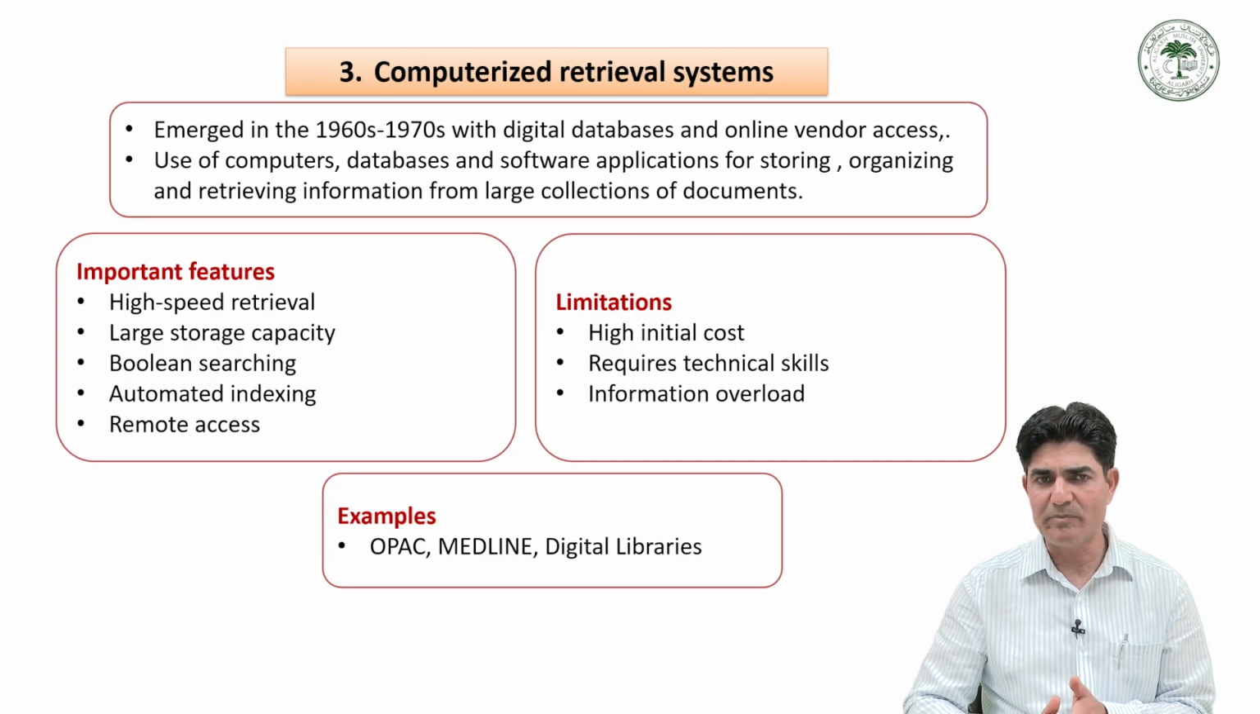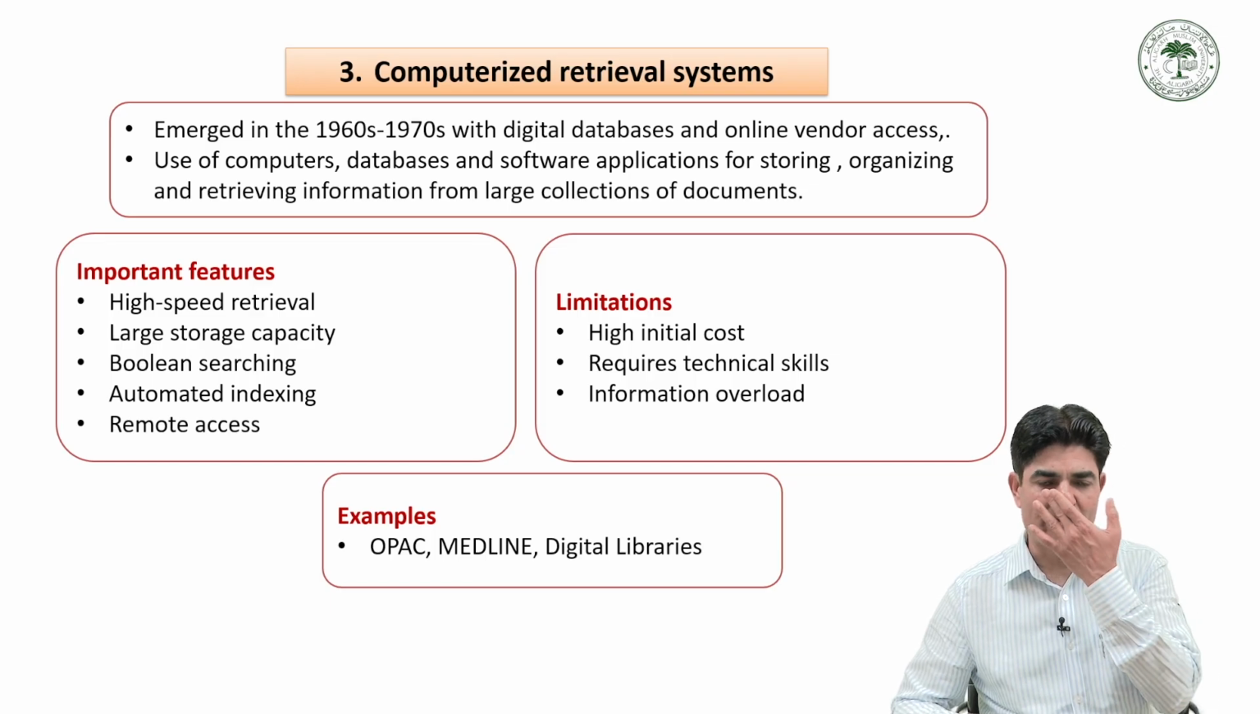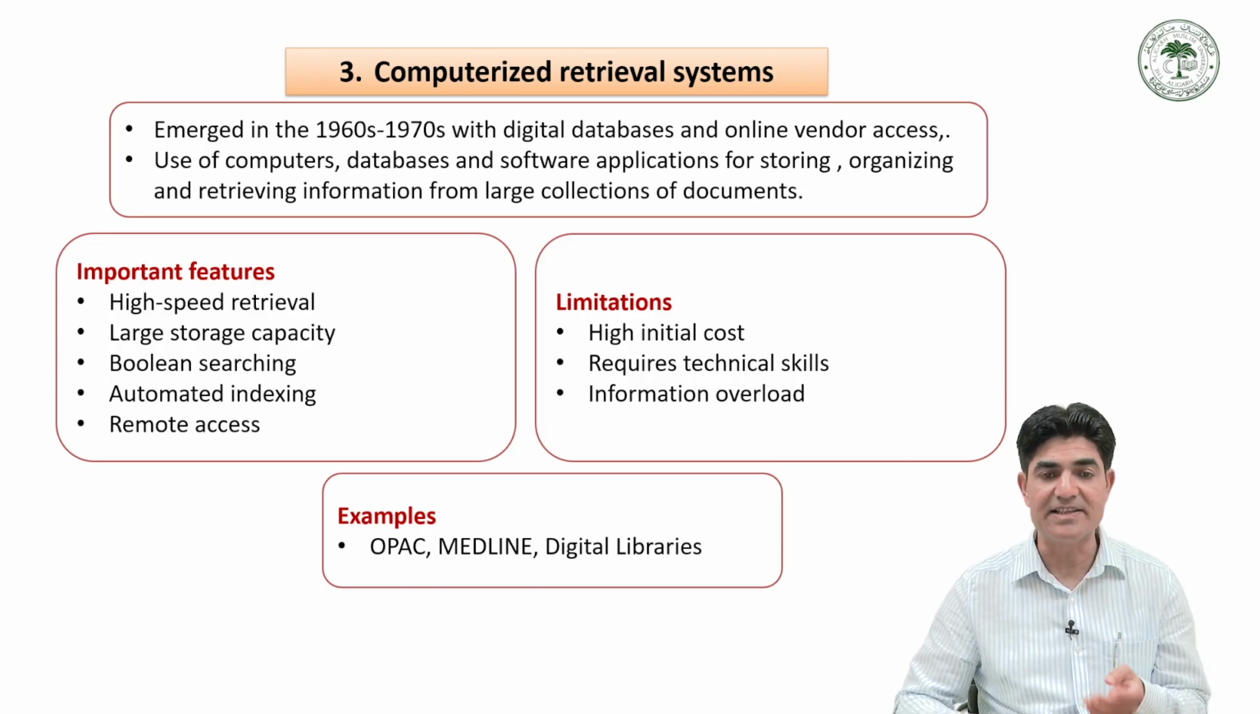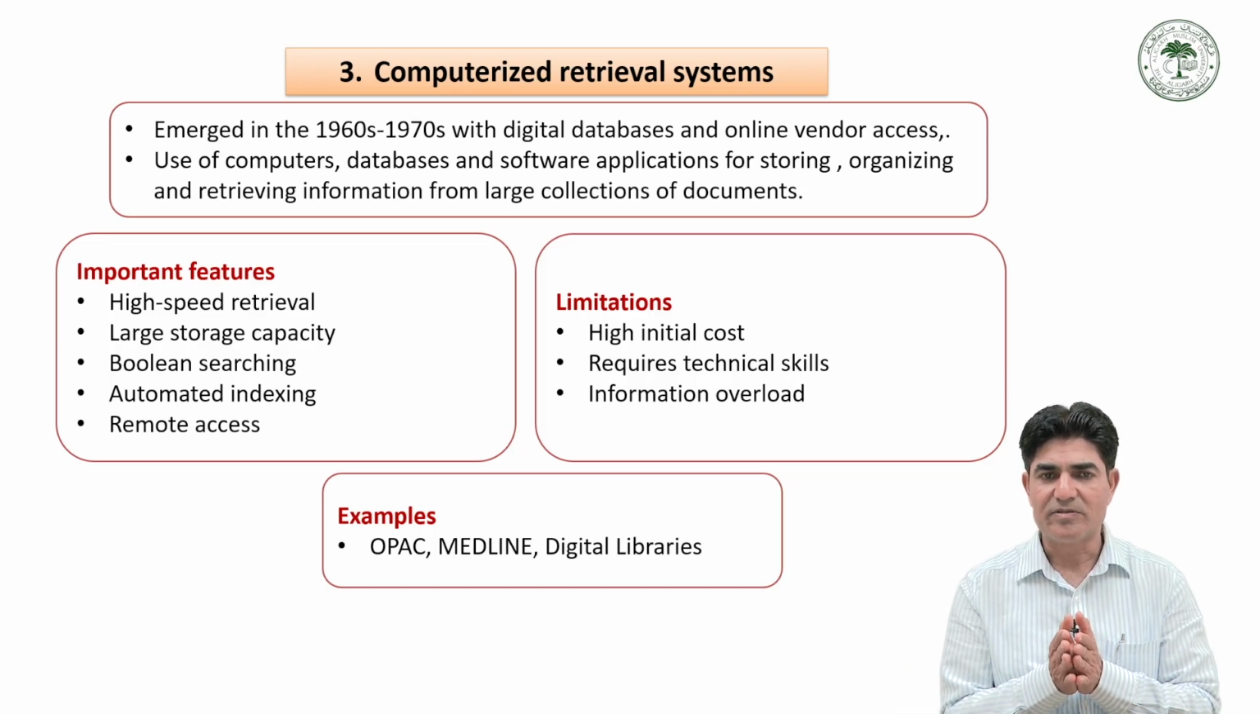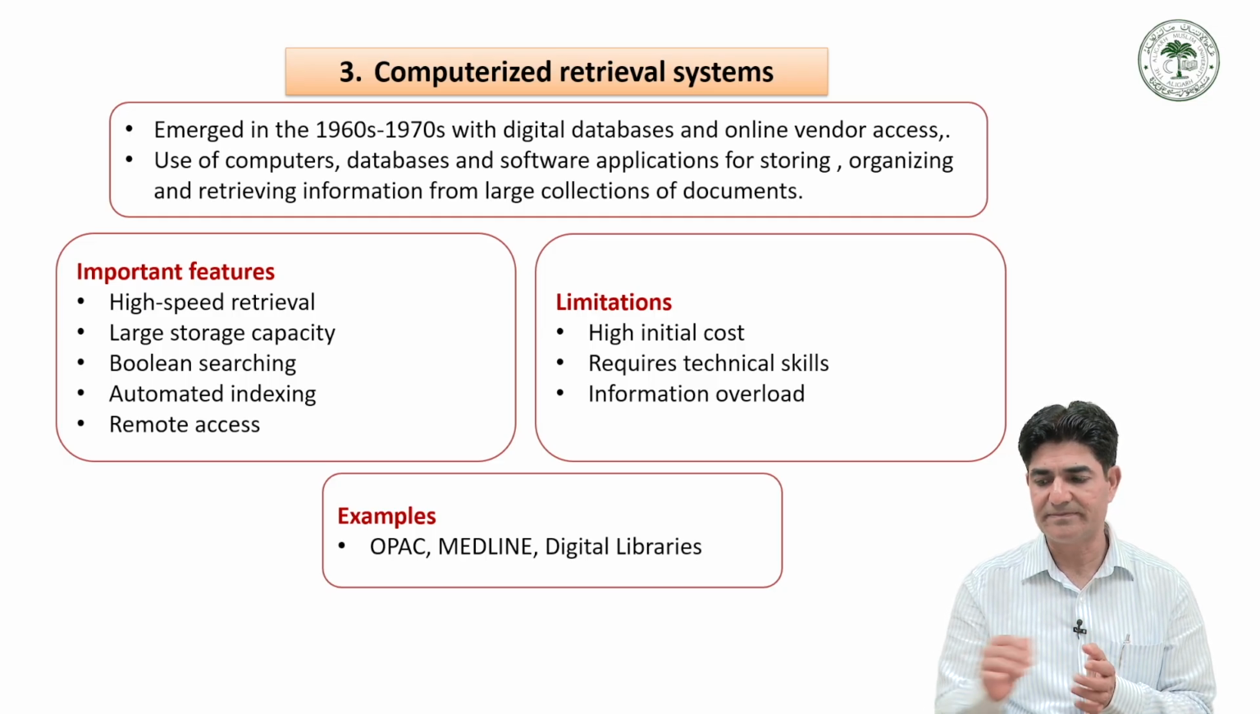So what are examples of computerized information retrieval systems? The online public access catalog is the best example. However, there are some more examples, like digital libraries in today's environment, and Medline, which is one of the important databases in the field of medical sciences, and for a long time it was accessible through online vendors.